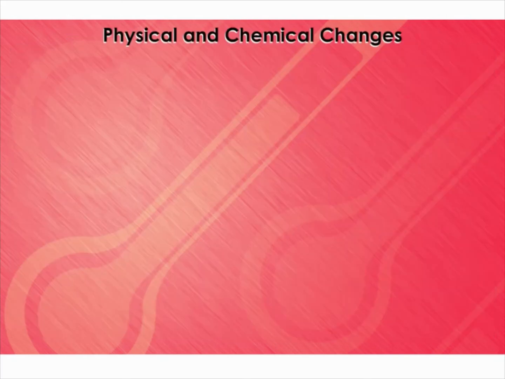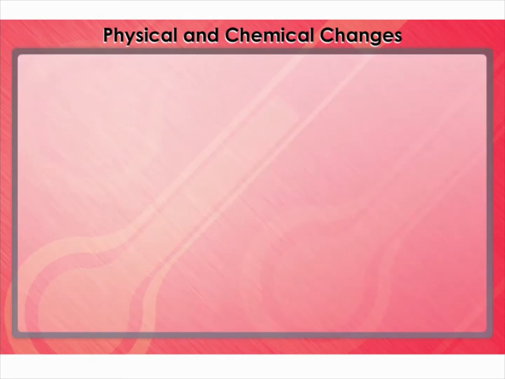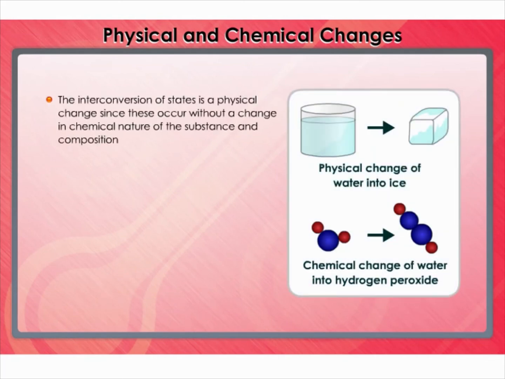To understand the difference between a pure substance and a mixture, let's understand the difference between a physical and chemical change. The properties that can be observed and specified, like color, hardness, rigidity, fluidity, density, melting point, boiling point, etc., are the physical properties. The interconversion of states is a physical change because these changes occur without a change in composition and no change in the chemical nature of the substance.